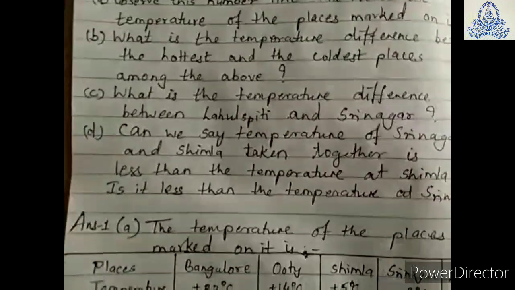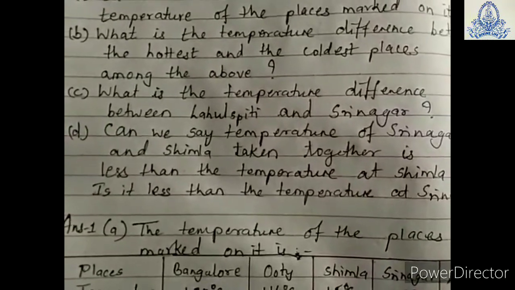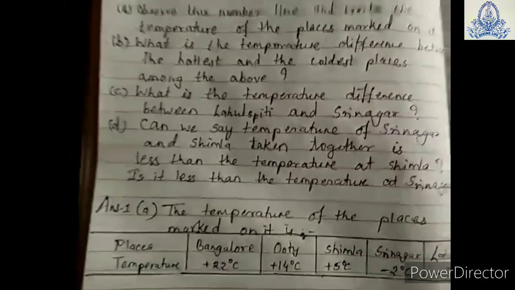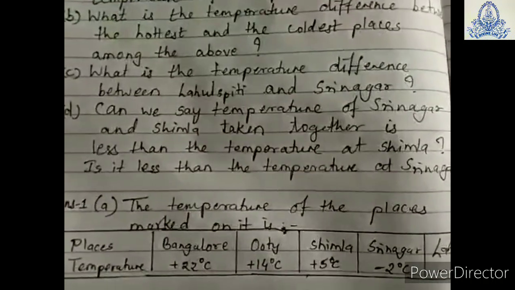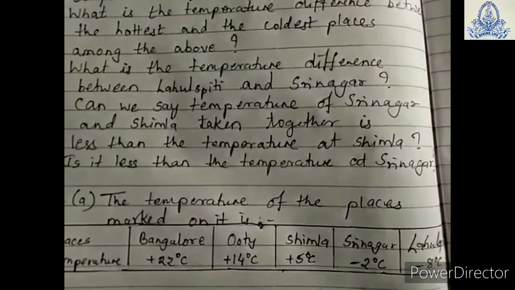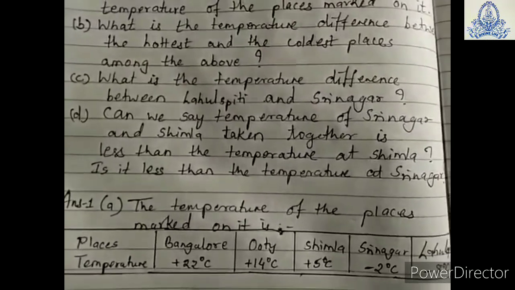Question 2, that is the B question, asks what is the temperature difference between the hottest and the coldest place among the above. The hottest place among the above is Bangalore, you can see from here also, and the coldest place is Lahaul Spiti. So they have asked what is the temperature difference between the hottest and coldest.